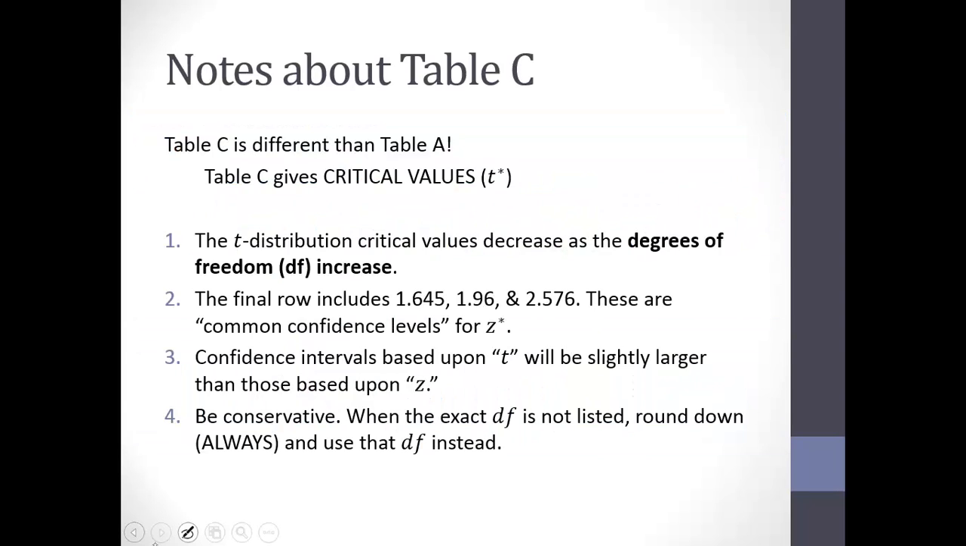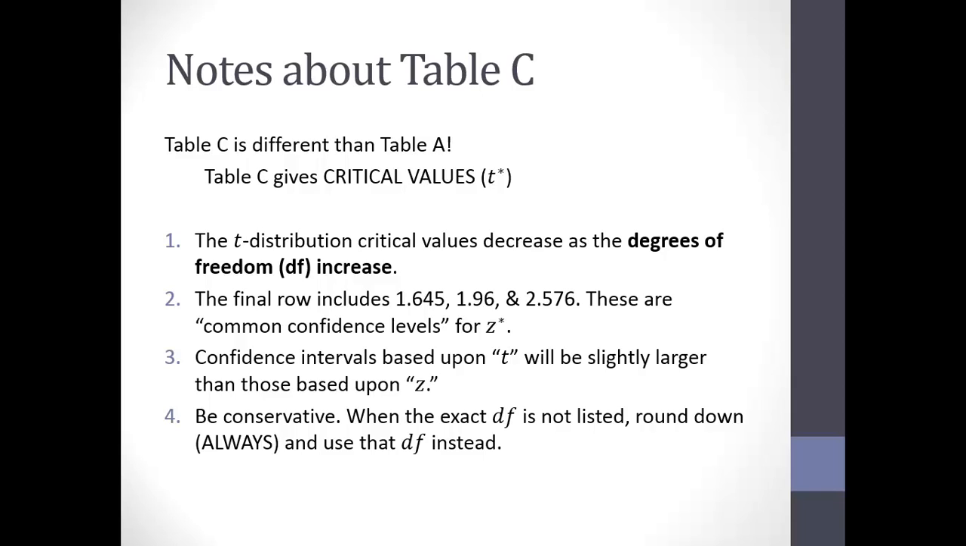So you can start looking at the table there. But just some notes about it. Just note that it is different than Table A. So Table A, you look up a z-score, you find a probability, and you go from there. Table C actually just gives you straight up what the critical values are. And again, remember, it depends on the degrees of freedom. So whatever that is for your example, that's the line of the table you want to use. You'll note at the very bottom row of that thing, maybe you can see it better on the last page of your notes, has the common confidence levels for the z.